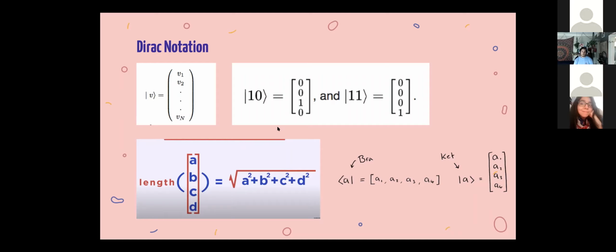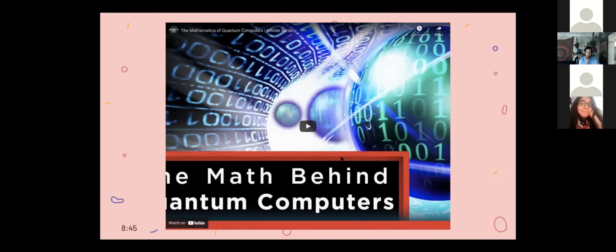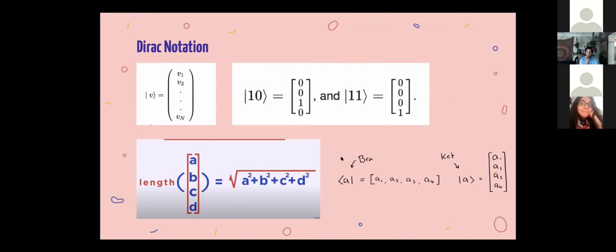If it's 1 1 in the Dirac notation, then you're representing the state in the 4th slot. If you have 1 0, then it's the 3rd slot. If you have 0 1, 2nd slot, and 0 0 is the 1st slot. So that represents the 4 possible states.